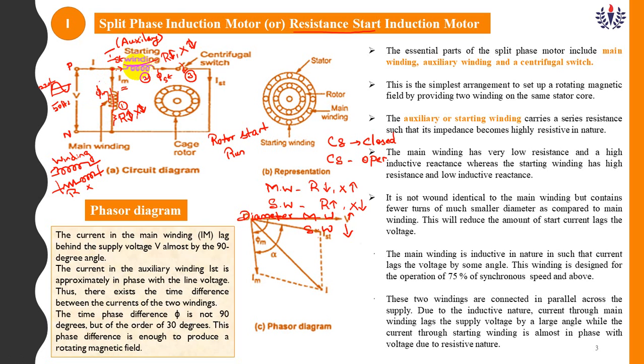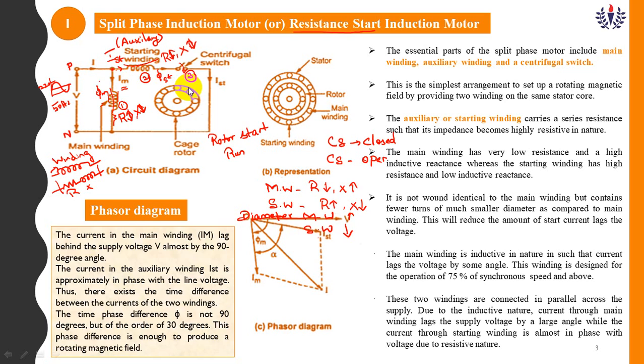Now the operation is very simple. If you apply the voltage, then current flows in both the windings, and flux is produced. During that time you have to close the switch. Once the switch is closed, the EMF will be induced in the rotor of the induction motor. Then the machine will start running slowly.